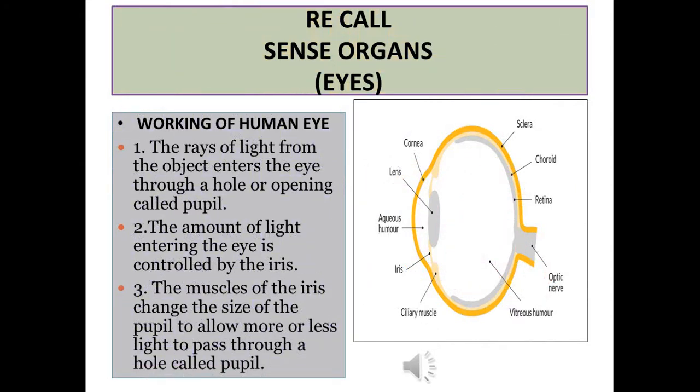Working of the human eye. 1. The rays of light from the object enter the eye through a hole or opening called the pupil. 2. The amount of light entering the eye is controlled by the iris. 3. The muscles of the iris change the size of the pupil to allow more or less light to pass through a hole called the pupil.